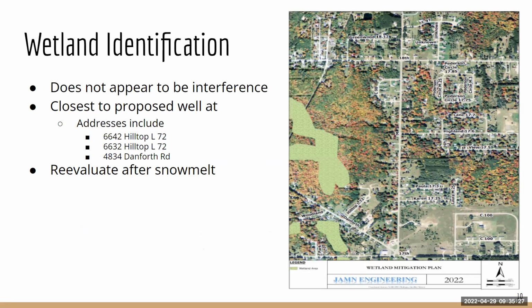So for our wetlands as well, this is also pictured on the map on the screen. It's the lighter green areas. And as of right now, it does not appear that there will be any wetland interference, but this also needs to be reevaluated as this map may not be 100% accurate. And the addresses that have potential for wetland interference are listed below.